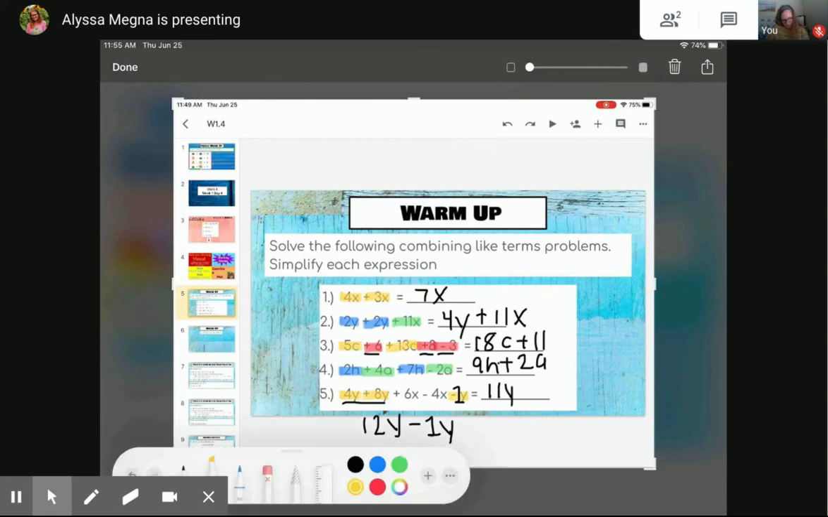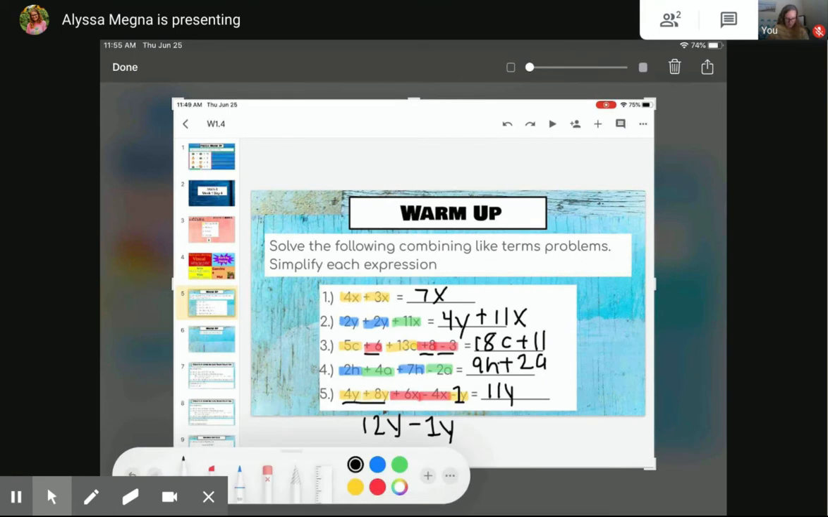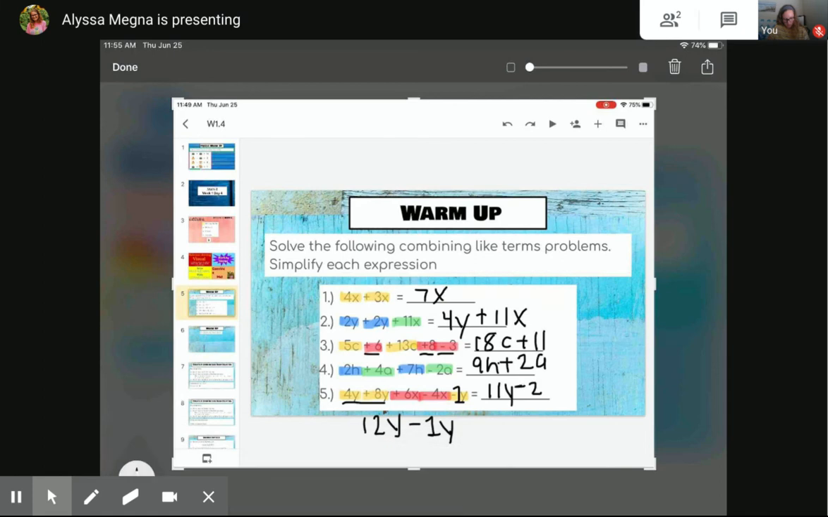Now we'll look at our next term. We have a plus 6x. Are there any other x's in this expression? Yep, there's one right after it with a minus 4x. So we're going to combine those by doing 6x minus 4x. When we do 6 minus 4, we get 2. So we'll do plus 2x. All right, so our final answer for that is 11y plus 2x.